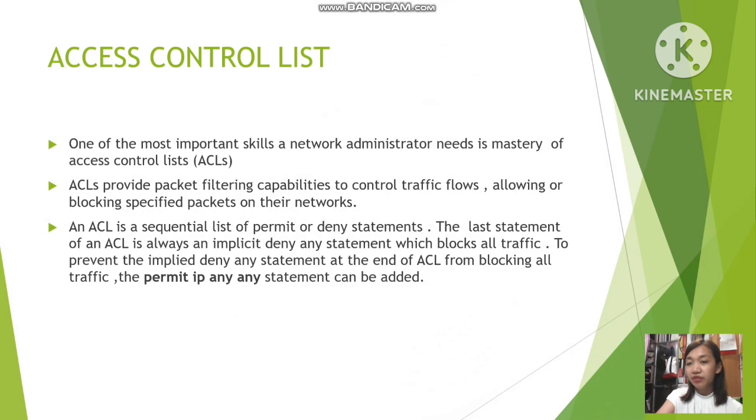So now we're moving to access control lists. One of the most important skills a network administrator needs is mastery of the access control list. The access control list provides packet filtering capabilities to control traffic flows, allowing or blocking specified packets on the network. An access control list is a sequential list of permit or deny statements. The last statement of an ACL is always an implicit deny any statement, which blocks all traffic. To prevent the implied deny statement at the end of the ACL from blocking all traffic, the permit ip any statement can be added.